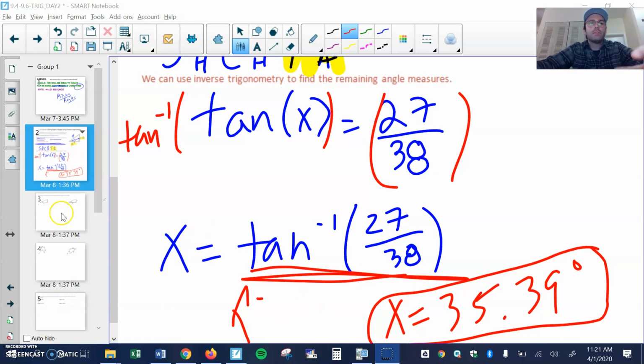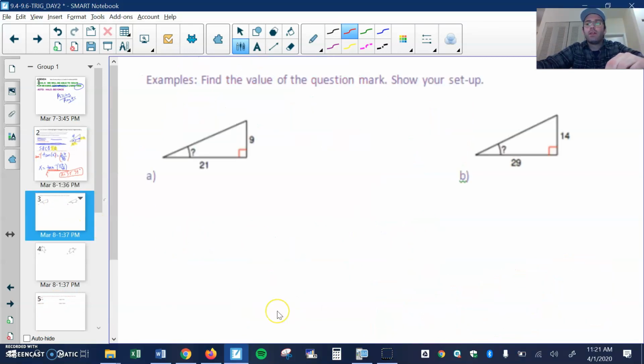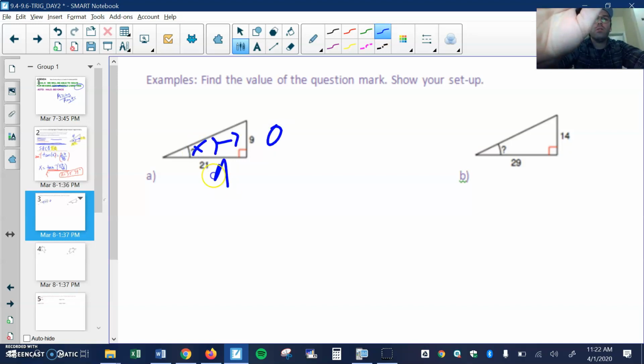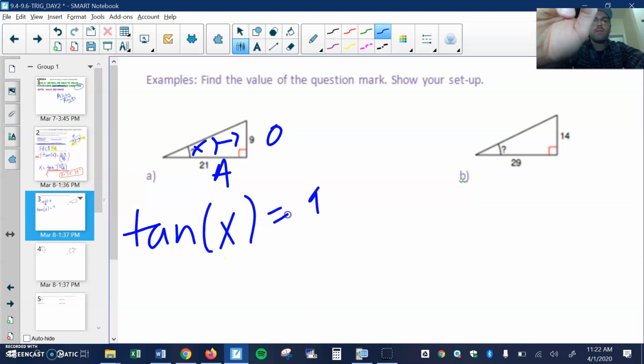And we're back. So, anyway, if you look here, find the value of the question mark, so you're set up. Again, question mark, I'm going to put an X. This is my reference angle. O, A, again, we're going to use tangent. So tangent of X equals 9 over 21.